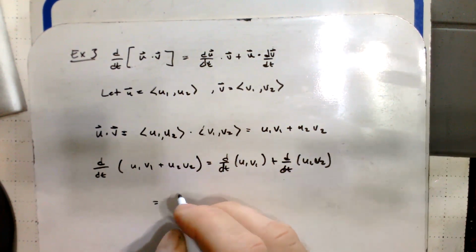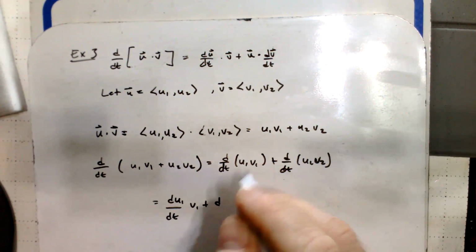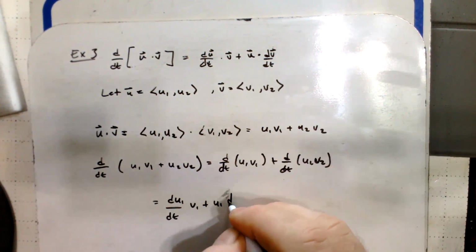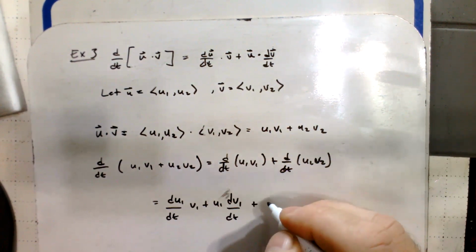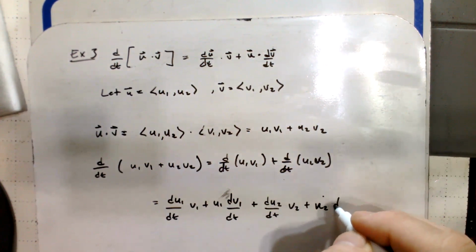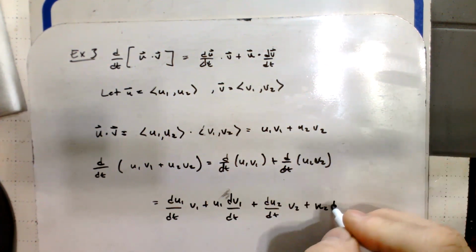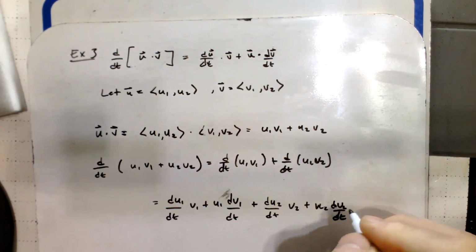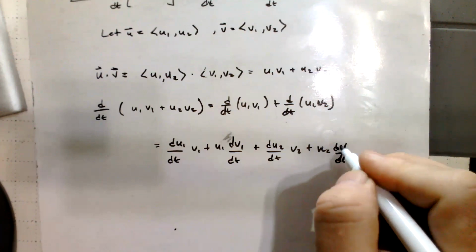There's nothing new there. We've already proven that in a previous course. So it's going to be du1/dt v1 plus u1 dv1/dt. Now it's just a matter of bookkeeping. And then we get du2/dt v2 plus u2 dv2/dt.